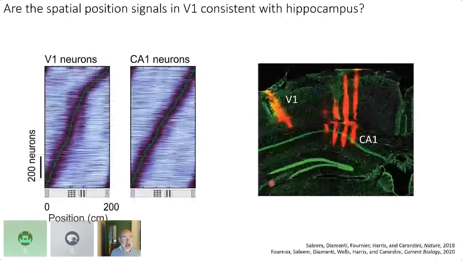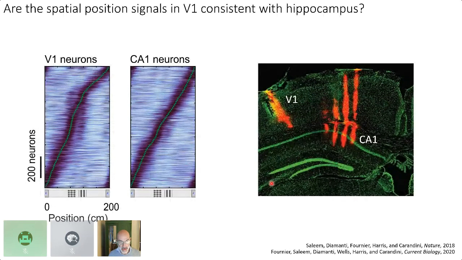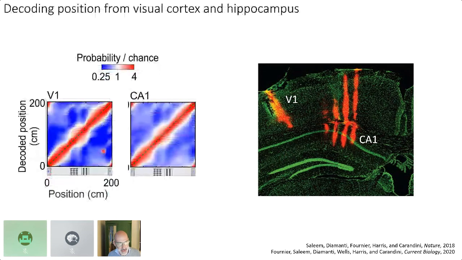So next, we asked whether these signals of spatial position are actually consistent with position signals that are, of course, in CA1. And so to do that, we record at the same time in V1 and in CA1. And so we got lots of neurons. In this case, actually, the snakes are not cross-validated because I already convinced you that they exist. And so, of course, we can decode where the animal is based on what V1 and CA1 say.